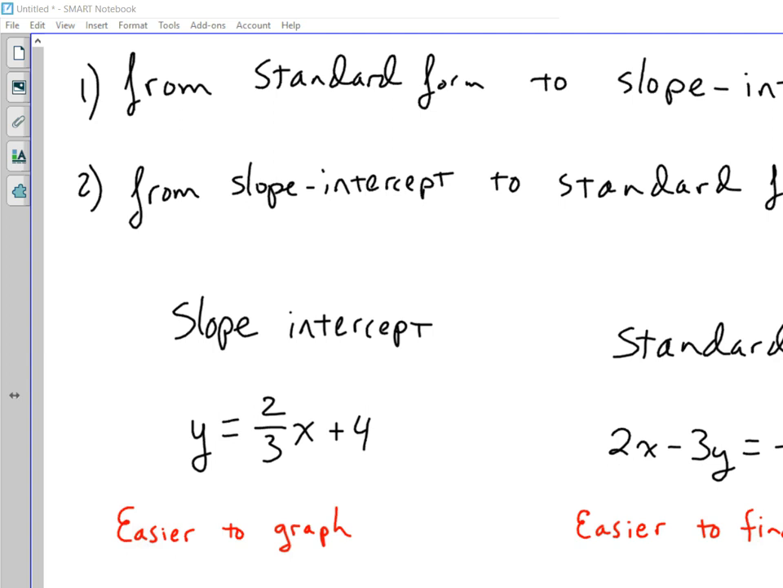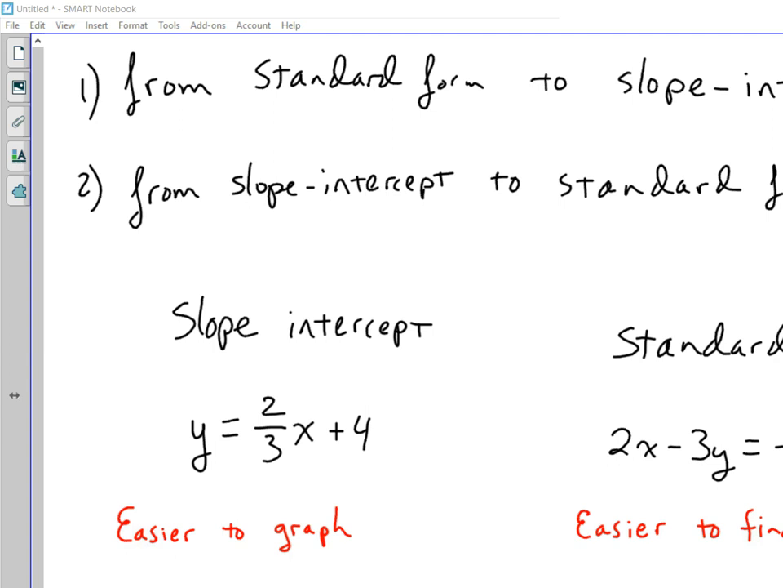Today we're going to be going from standard form to slope intercept and from slope intercept to standard form. Make sure that you know what each one of them looks like. Slope intercept oftentimes has a fraction, doesn't have to, but standard form never has a fraction. Standard form always looks like this, in this general shape. You have x's and then y's and an equal sign and then a number. Make sure everyone's got a copy down.